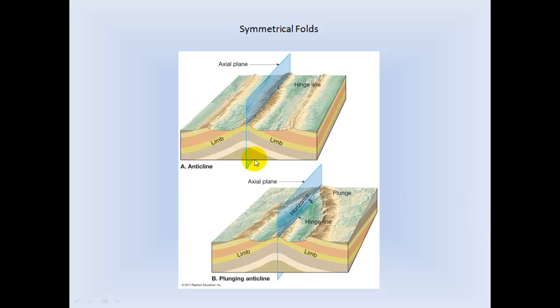So here we have an anticline. The fold is uplifted to an arc. Here's the axial plane that divides it in half. Each limb is the same size, same angle, so it's a symmetrical anticline. Here the fold's starting to peter out. When you erode off the top, it looks like this anticline is plunging into the ground. It has kind of a V shape to it.